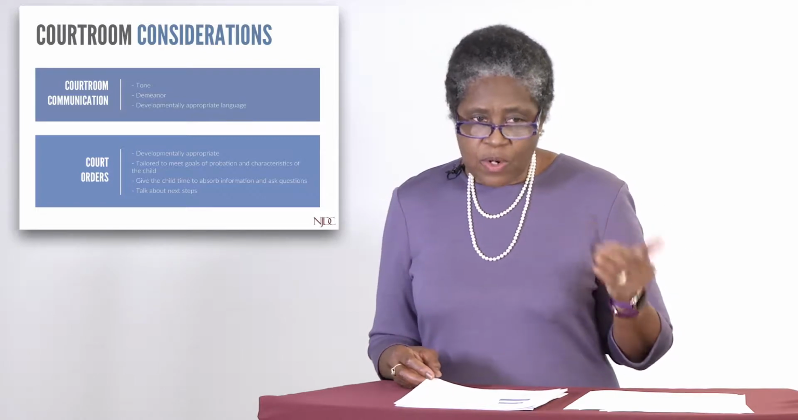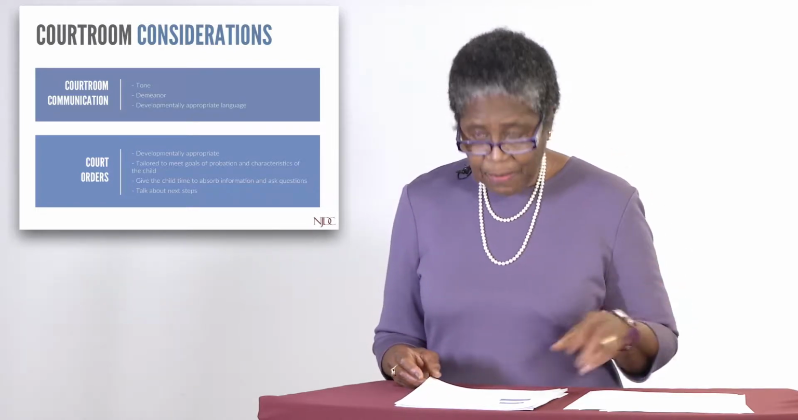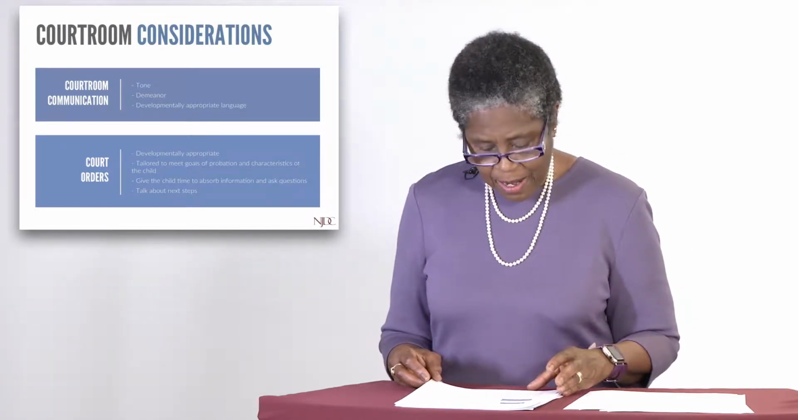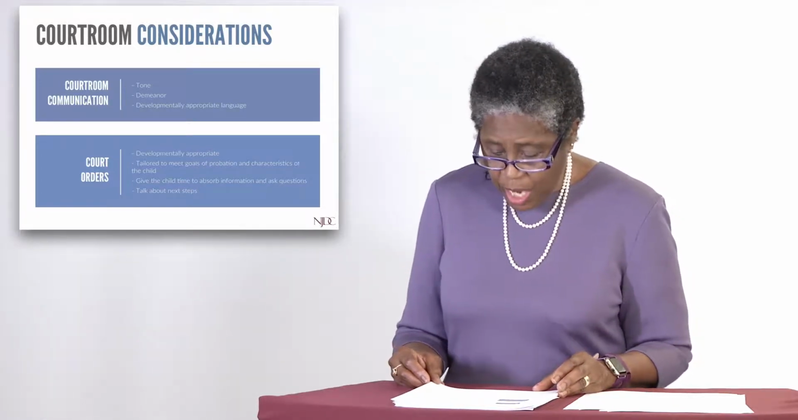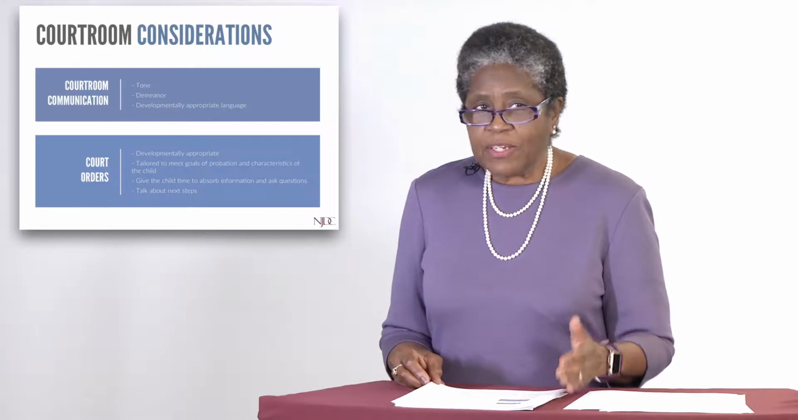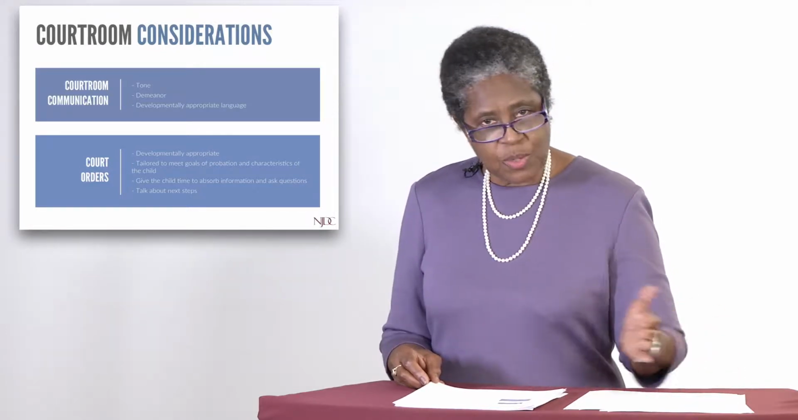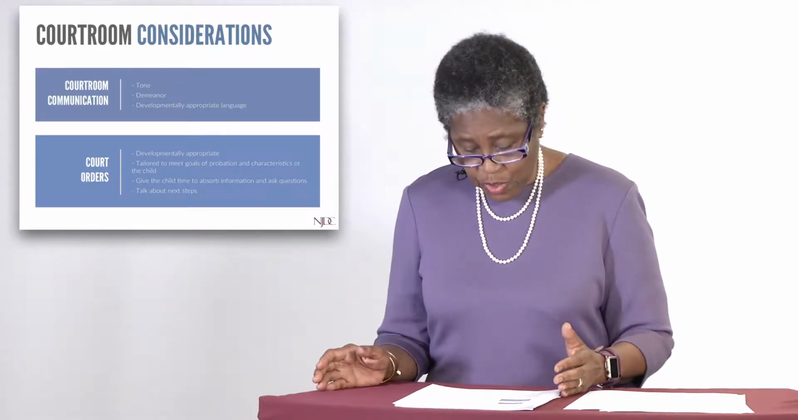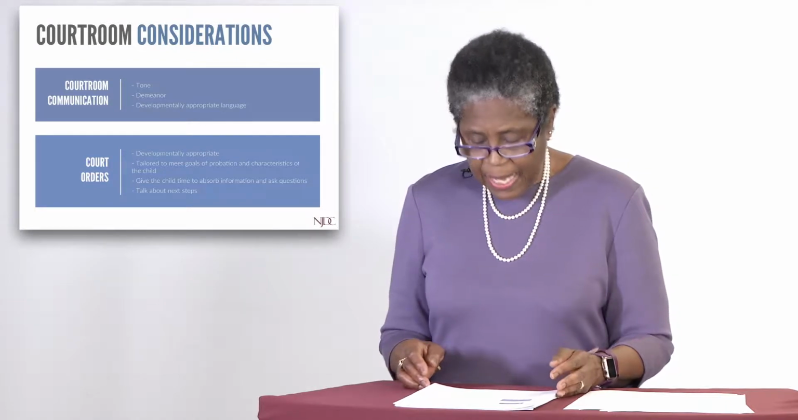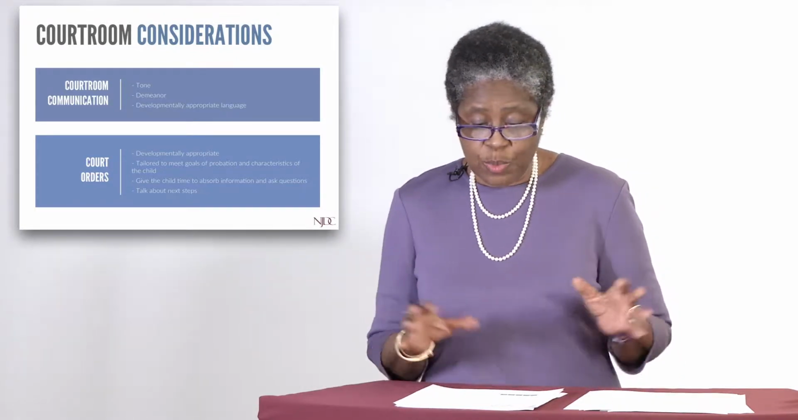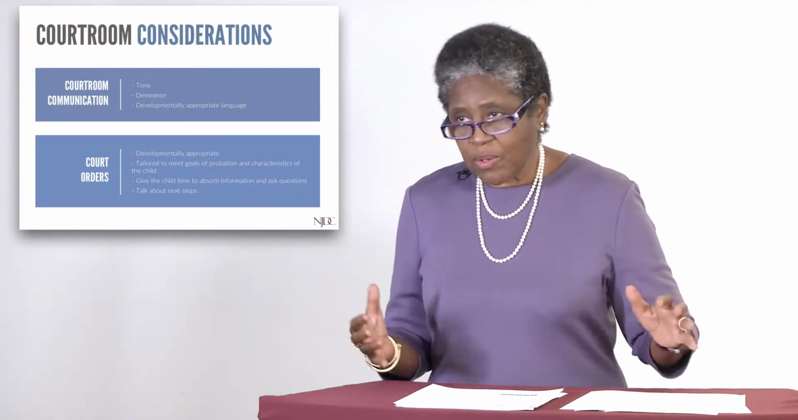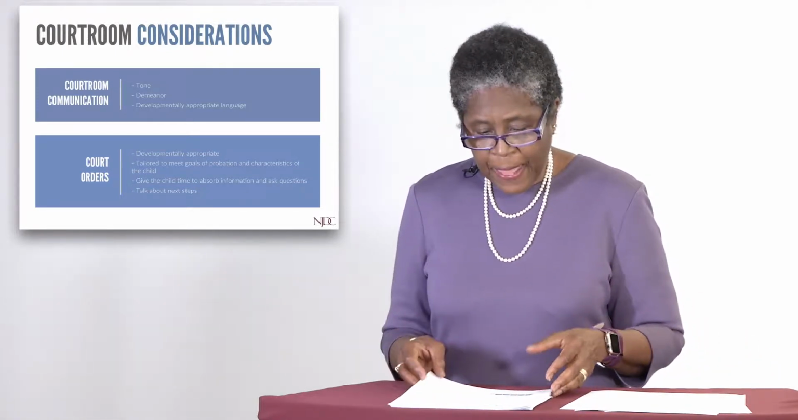So when we're in court, we should go slowly. We should repeat the things that we're ordering the child to do. The judge should talk about next steps. Let the child know what the expectation is between today and the next time they come to court, and what they will need to do in order to successfully get out from under the supervision of the court, because we all know that that's what young people want to do.